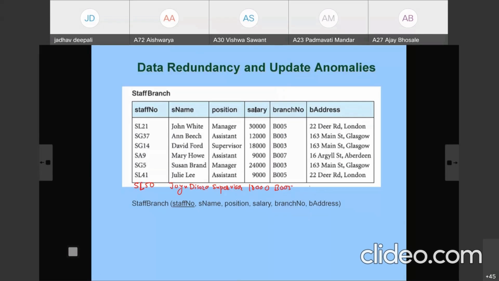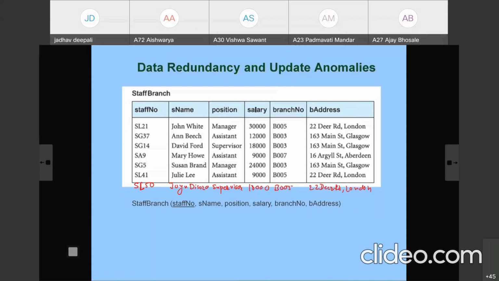So B005, 22 Deer Road, London. Along with this staff information, the name, position, salary, I need to add the address of that branch number and address of that branch also. It again increases the redundancy if I try to insert it.